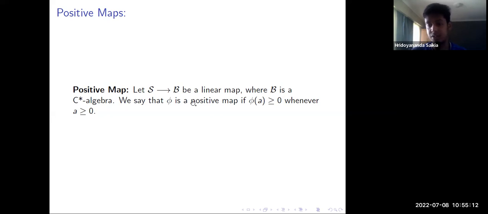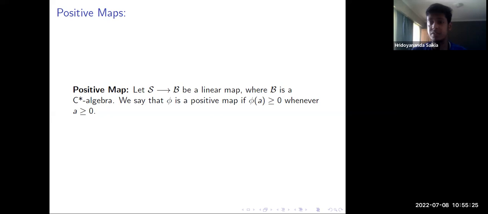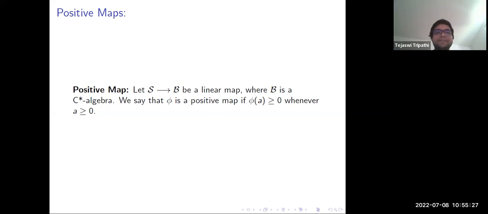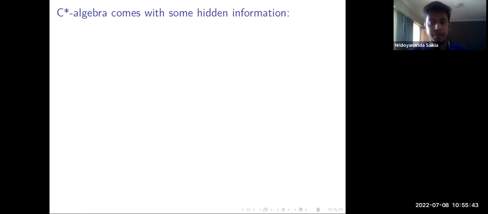So if a map is positive, then it will preserve the star property. That means it will be a self-adjoint map. Yes, it is a consequence, but it will not preserve the multiplication, because there is no multiplication in S. For example, any measure acting on C of X, provided it is not a Dirac measure. So a C-star algebra actually comes with some hidden information.